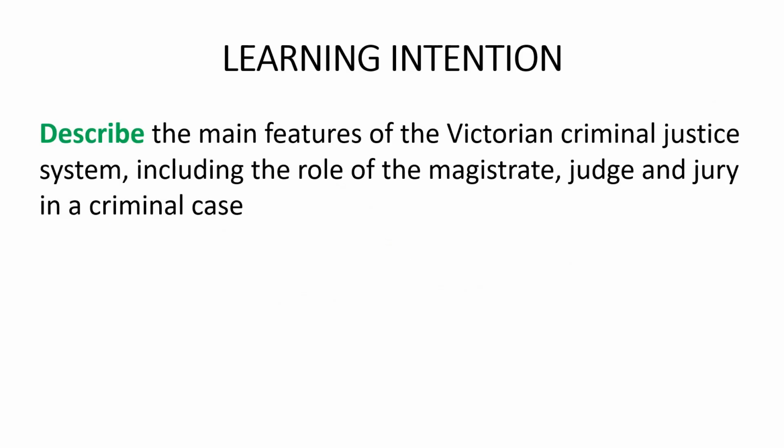Well, that now brings us to the end of this video. As a result of watching and taking notes on this video, you should now be able to describe the main features of the Victorian criminal justice system, including the role of the magistrate, judge, and jury in a criminal case. Don't forget that you now have to read the pages of the textbook referred to on the first slide and supplement your notes with any additional information from this reading that you think would be useful.